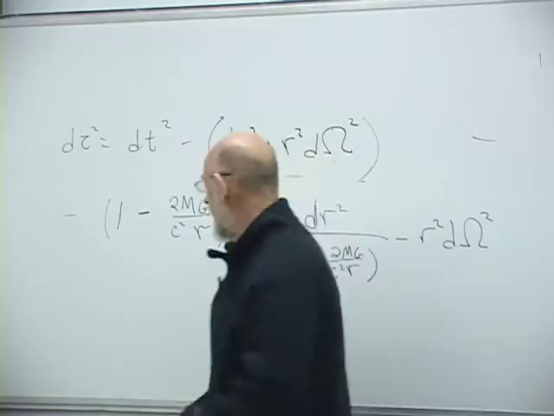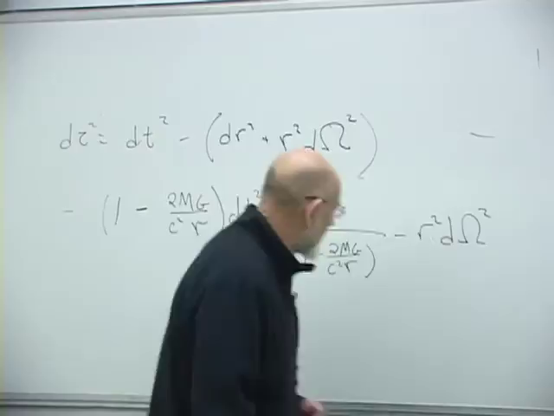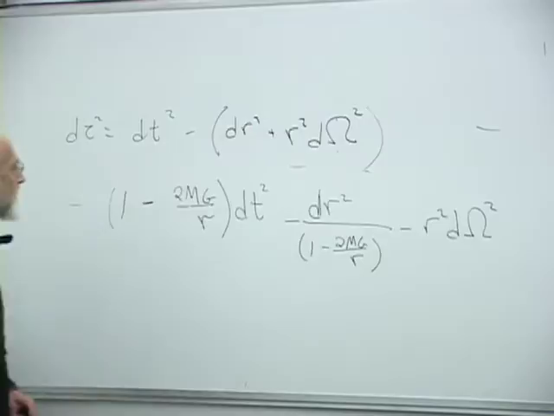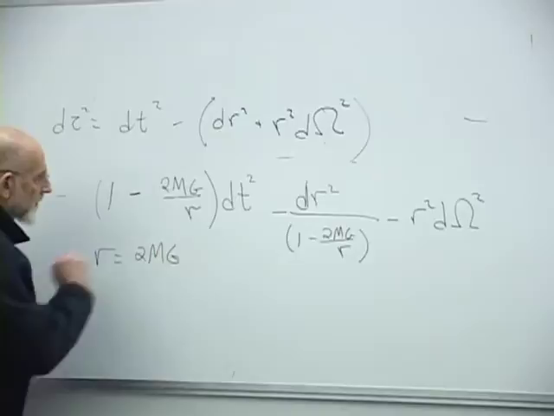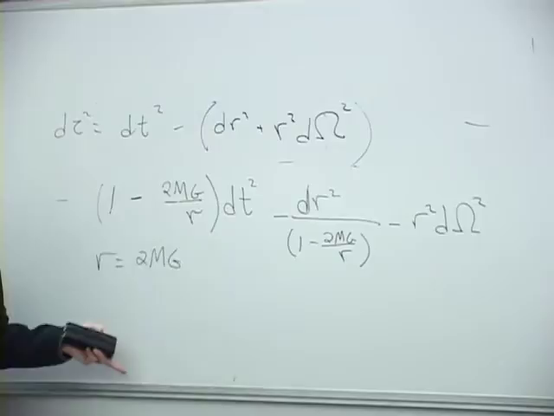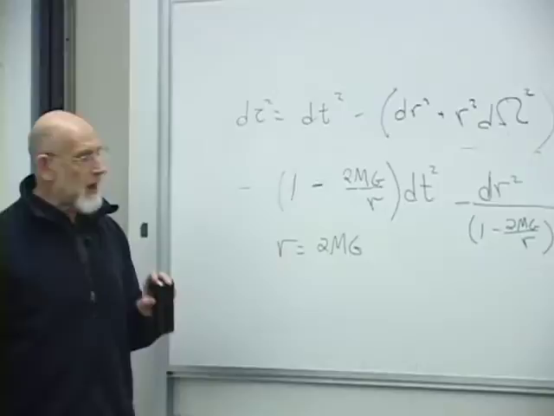From here on, I'm going to get rid of the c squares. They're only going to confuse me. Let's set c equal to 1. Where is the crossover where this gets bigger than this? That happens when r is equal to 2mg. Something happens when 2mg over r is equal to 1, same thing. When r becomes smaller than this, you're inside the black hole. You're inside the Schwarzschild radius.